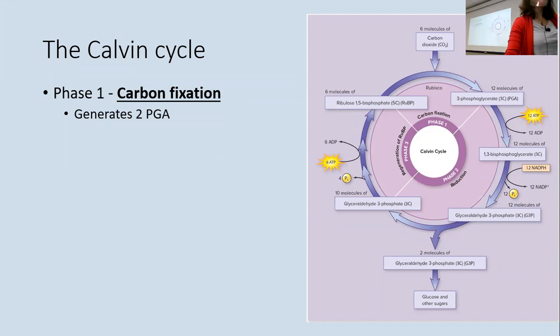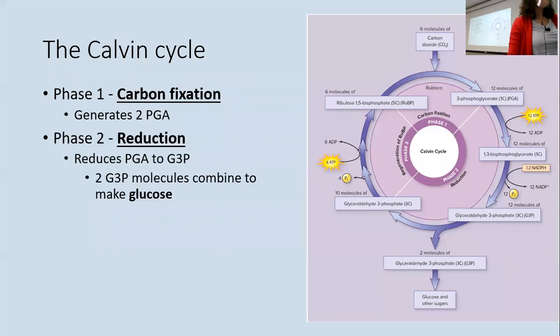Then we're going to reduce PGA. Basically, we're going to change those 2 PGA to 2 G3Ps because 2 G3Ps makes glucose. And we've done it. We've taken CO2 out of the atmosphere and we've made a glucose. Ta-da.